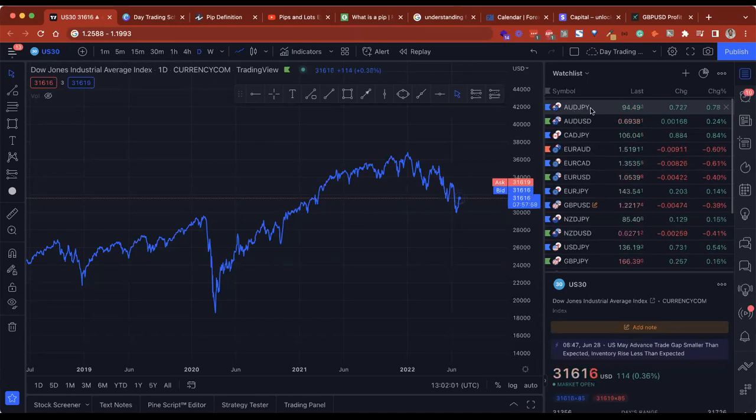Australian dollar versus Japanese yen, Australian dollar versus US dollar, Canadian dollar versus Japanese yen, the euro versus the Australian dollar, the euro versus the Canadian dollar, the euro versus the US dollar, the euro versus the Japanese yen, the British pound versus the US dollar, the New Zealand dollar versus Japanese yen, New Zealand dollar versus US dollar, the US dollar versus Japanese yen, and the British pound versus the Japanese yen.